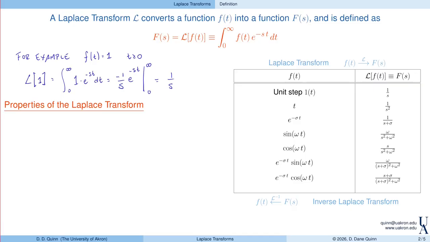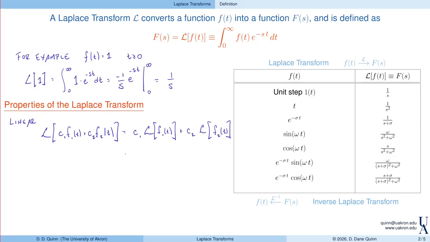Now, the Laplace transform also has some very nice properties. In particular, it's a linear operator, which means that if I take the Laplace transform of some constant c1 times a function, plus another constant c2 times a different function, then I end up having c1 times the Laplace transform of f1 of t, plus c2 times the Laplace transform of f2. So this is just a linear operator.